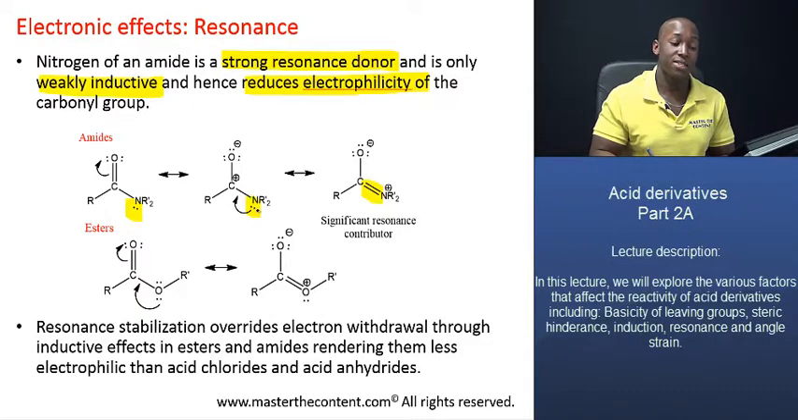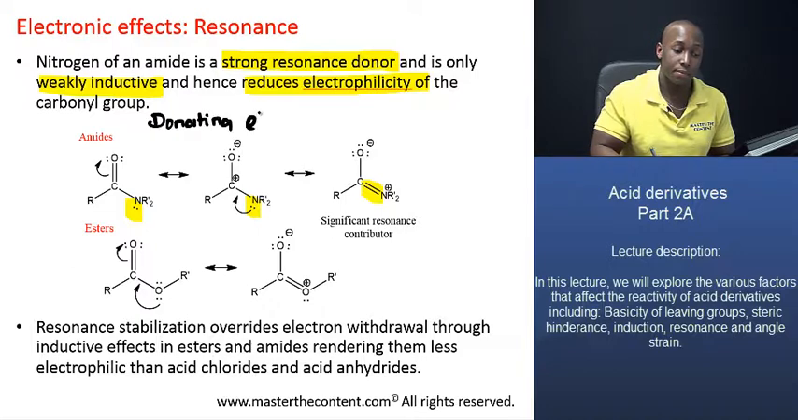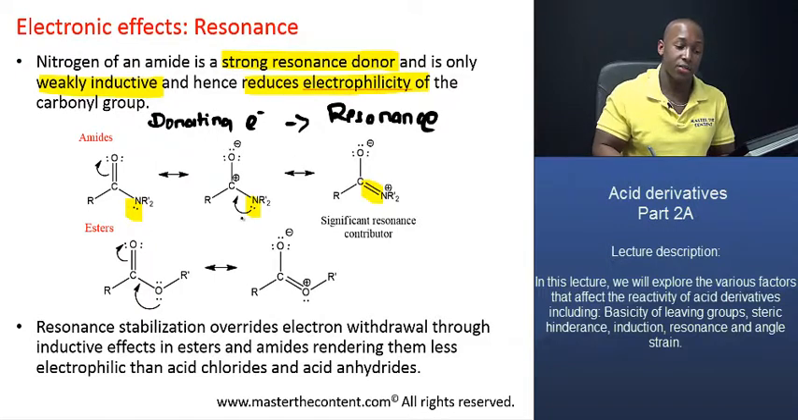Okay, so what happens in this case is that we have our nitrogen atom donating electrons through resonance. And as you can see, that pair of electrons right there is being delocalized into the system, resulting in the creation of a double bond between the carbon and the nitrogen and a negative charge on that oxygen right there.